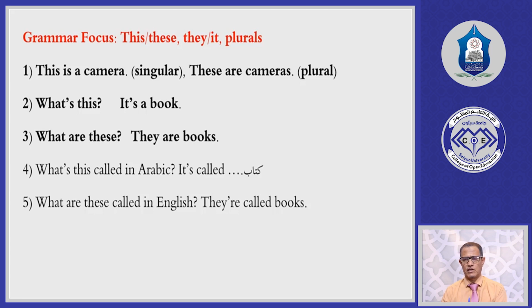That means something which is closer to you. So you can say this is a camera. This is a camera. Okay, these are cameras. These are cameras. Okay, here we have used this is because we have singular.